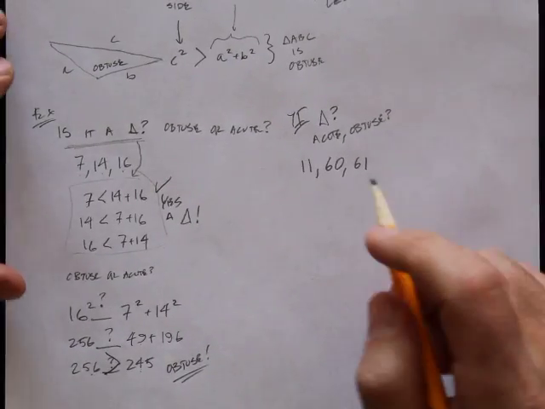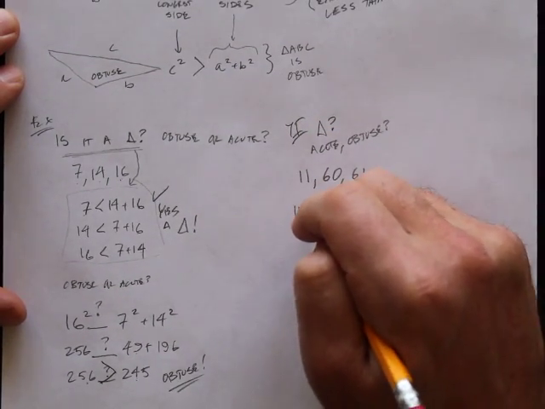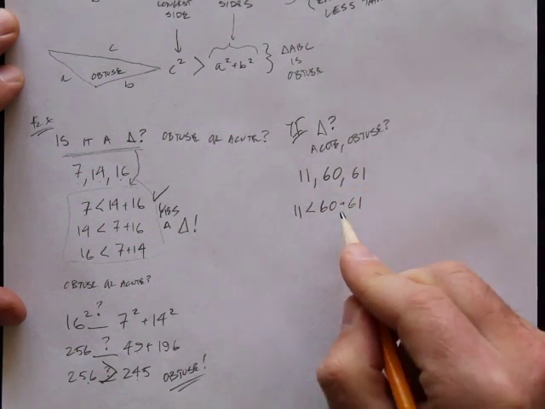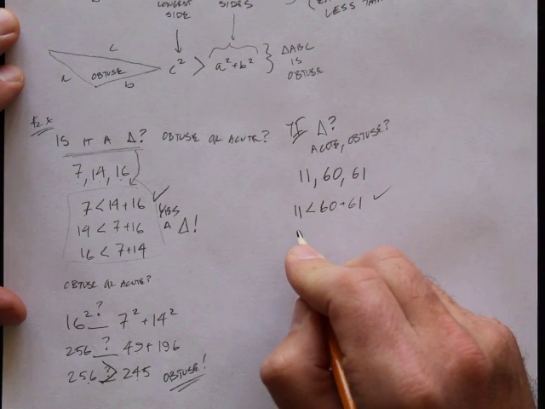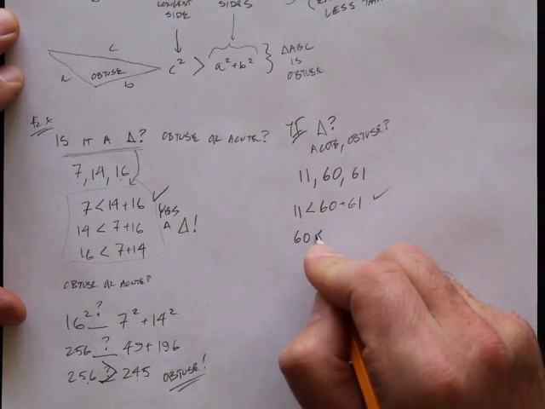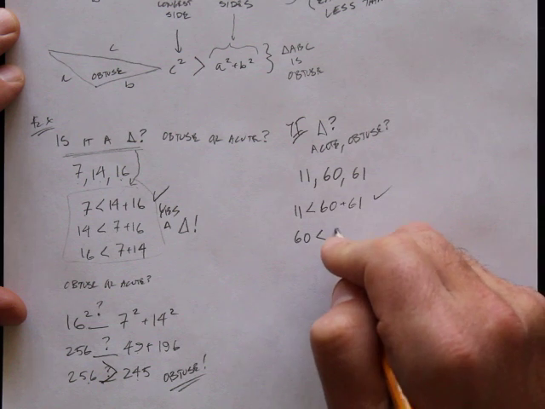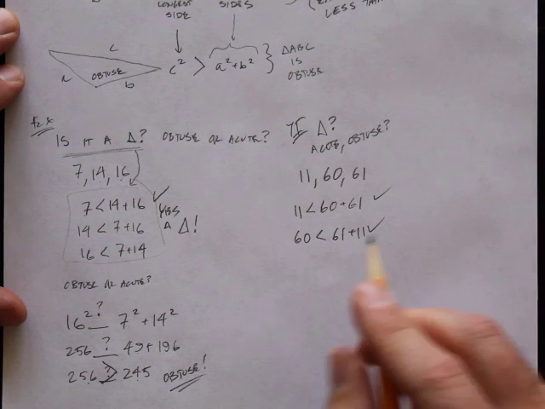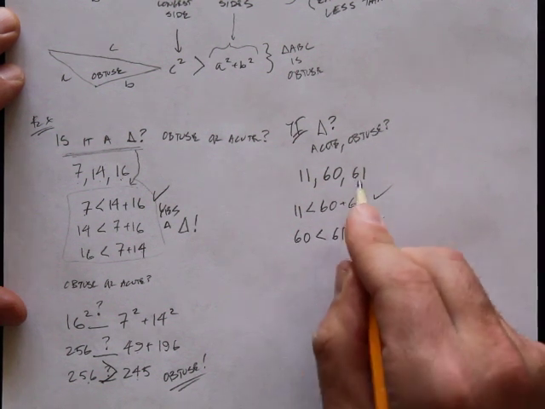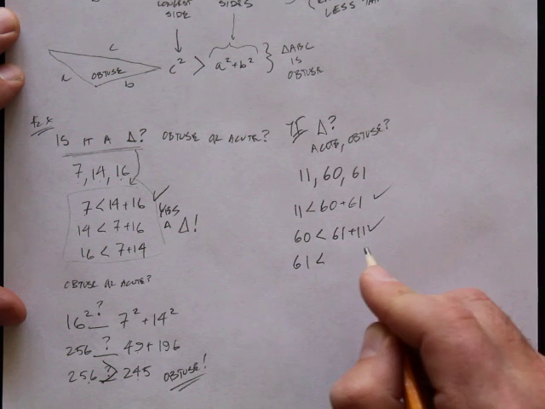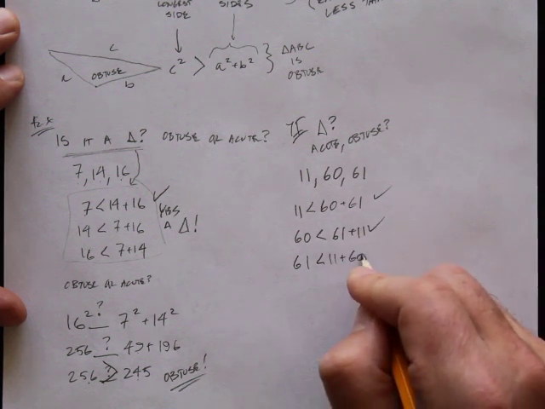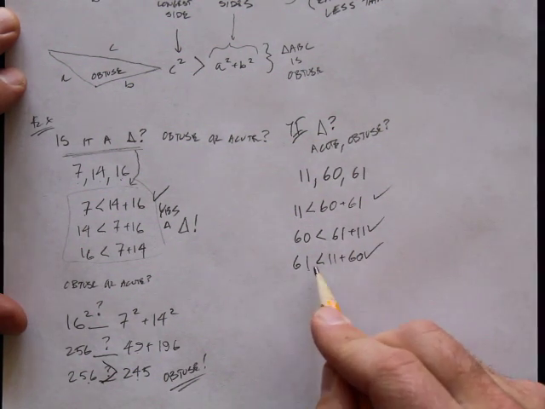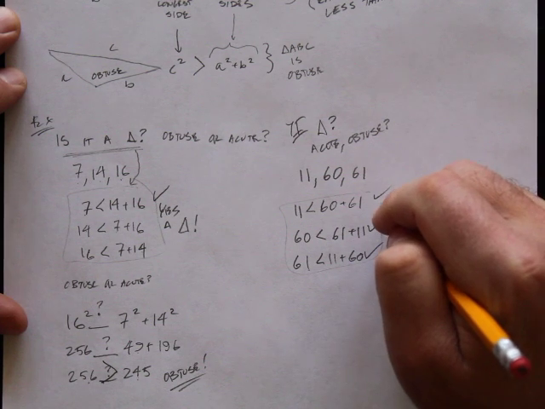All right, let's see how you did. All right, here we go. 11 is less than 60 plus 61. That's true. Okay, 60 is less than 61 plus 11. Yep, that's 72. Okay, so that's good. Now, the last one here, we're going to do 61 is less than 11 plus 60. That's 71. So that's good. That one was 72, right? Yep. So anyway, all right, that's good. Yes, it's a triangle.